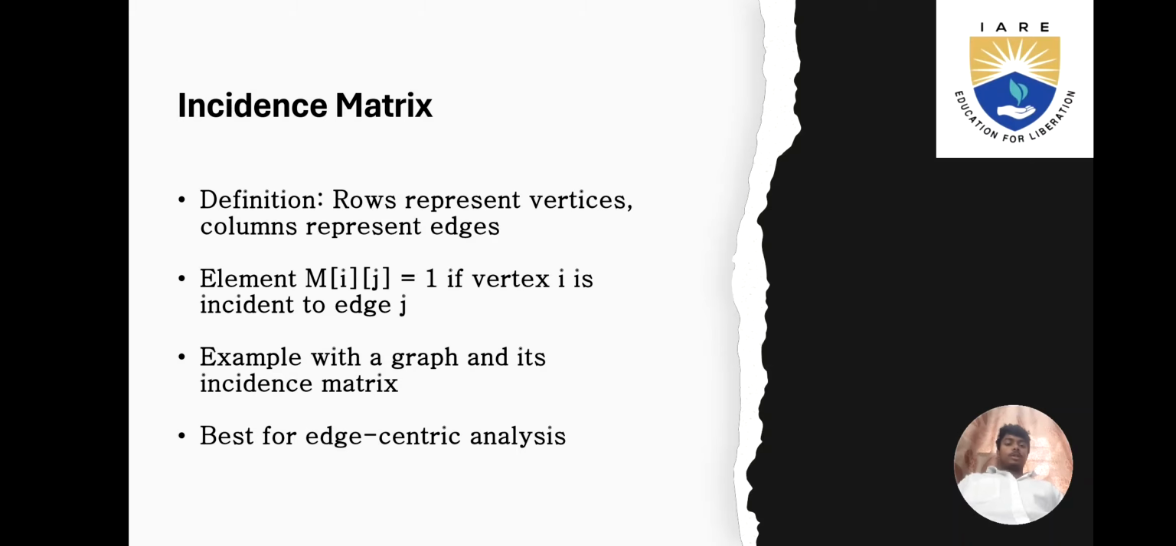The rows represent vertices and the columns represent edges. The characteristics of this incidence matrix are that it is suitable for sparse or structural graphs. It captures connectivity without duplicating edges. It is well suited for linear algebraic operations and network modeling.